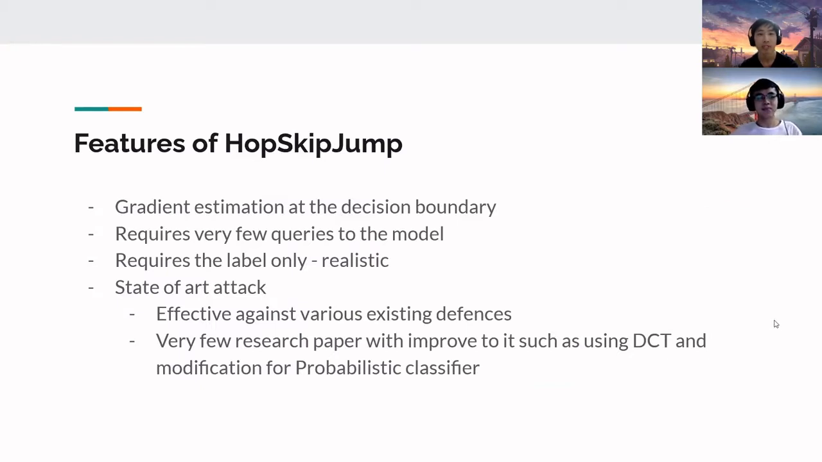Here are some features of Hop, Skip, Jump. It mainly uses gradient estimation at the decision boundary, and it requires very few queries to the model. It also only requires the labels, which is quite realistic, as we normally do not have access to the inner workings of a model. Also, it is still a state-of-the-art attack after years of publishing. This is because it is effective against various existing defenses, and there are only very few research papers to improve it, such as using DCT and modification for probabilistic classifiers.